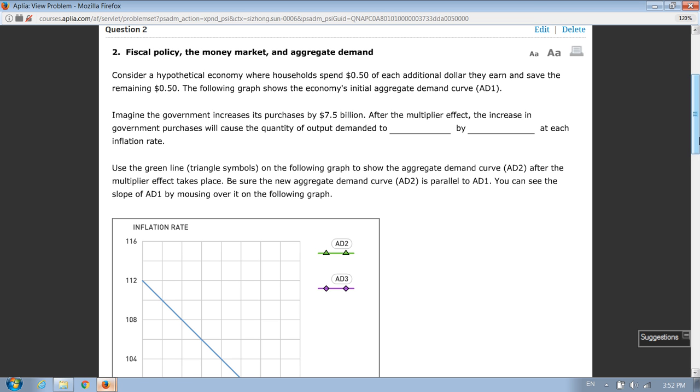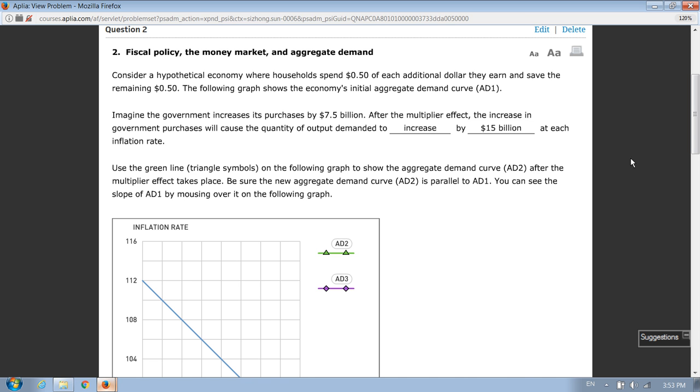Imagine the government increases its purchases by $7.5 billion. After the multiplier effect, the increase in government purchases will cause the quantity demanded to increase more than the initial 7.5 billion, and the total increase will be 7.5 divided by 50%, so it's $15 billion.